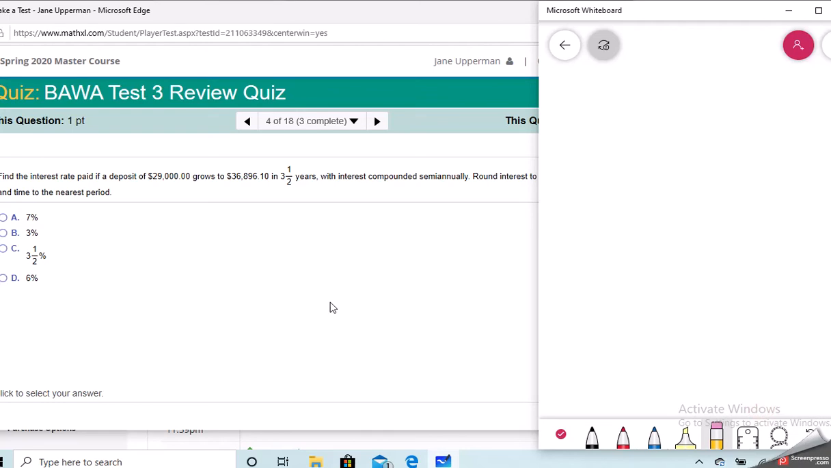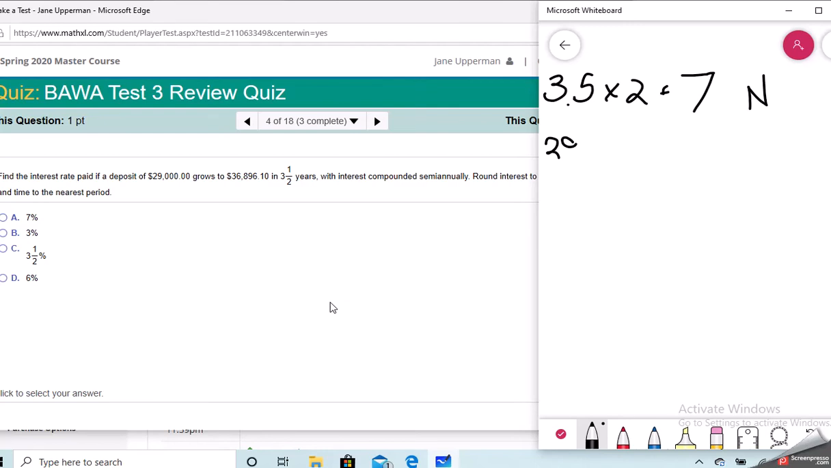Find the interest rate paid if the deposit of $29,000 turns into $36,896 in 3.5 years, and it's compounding semi-annually. So our N is going to be 3.5, compounding semi-annually, so I need to multiply that by 2. So 7 is going to be my N. We are looking for the rate, so we'll skip over that.